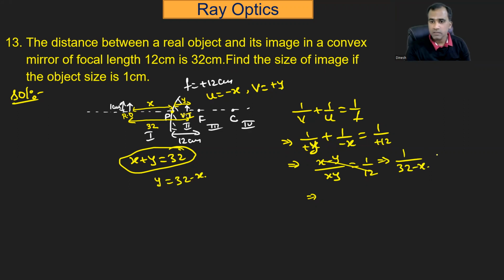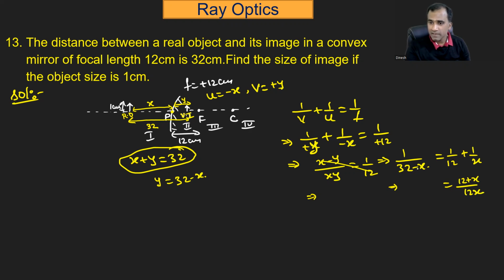plus 1 by x plus minus 1 by x. I'll send this minus 1 by x onto the other side. 1 by 12 plus 1 by x. Minus 1 by x onto the other side becomes plus 1 by x. So this is (12 plus x) divided by 12x.